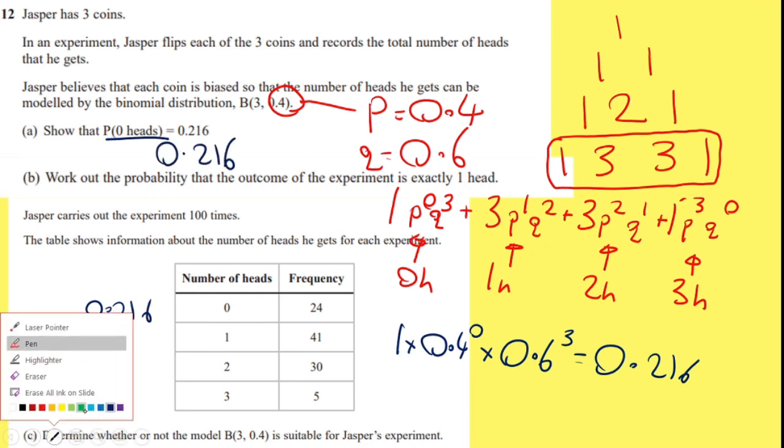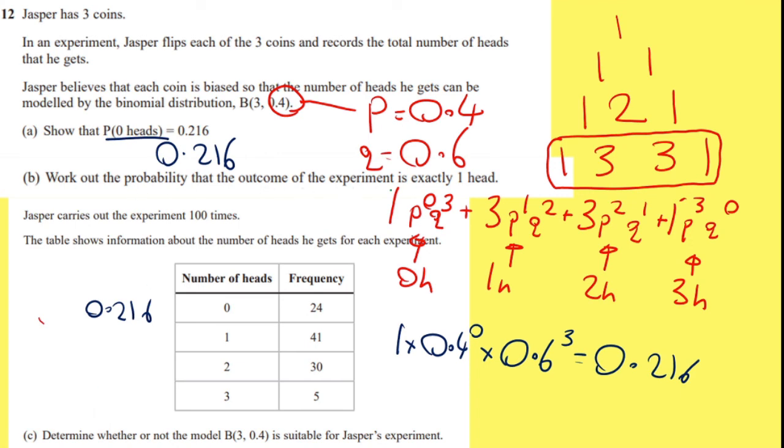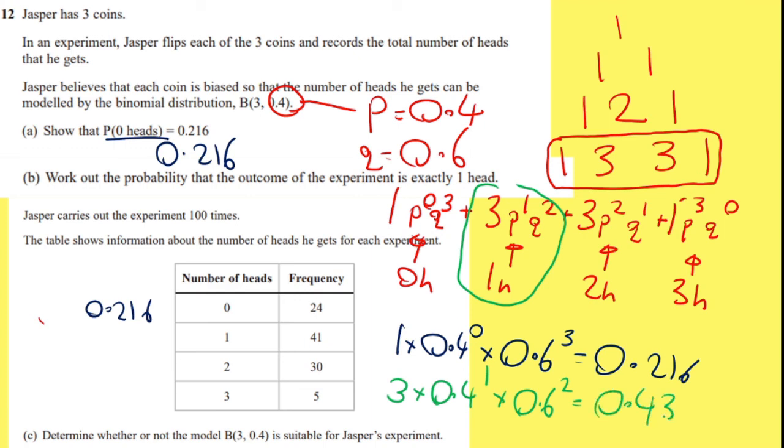Okay, so change colours. Work out the probability the experiment has exactly 1 head. Exactly 1 head is going to be this one here, which is 3 times 0.4 to the power 1 times 0.6 squared. And you essentially just type that into your calculator. And I've got 0.432. I'm going to write this down for one head.